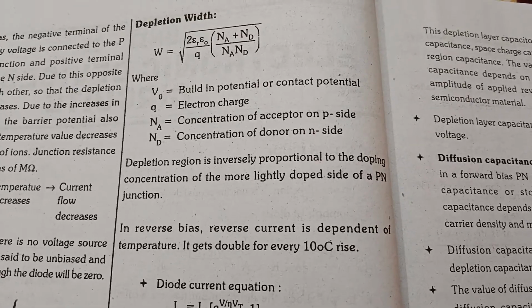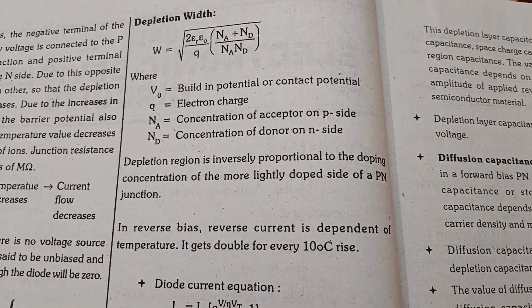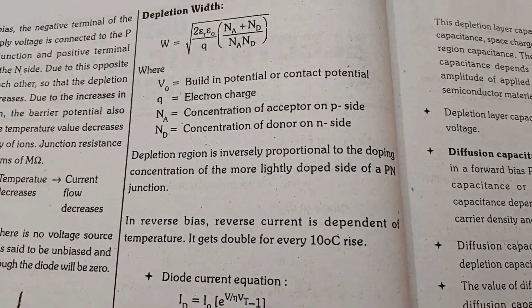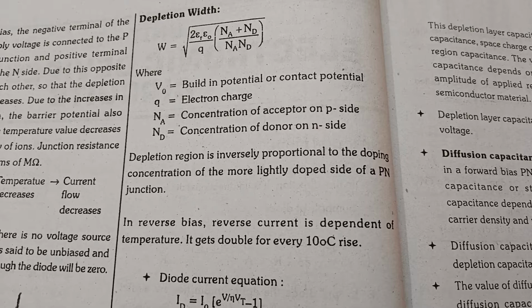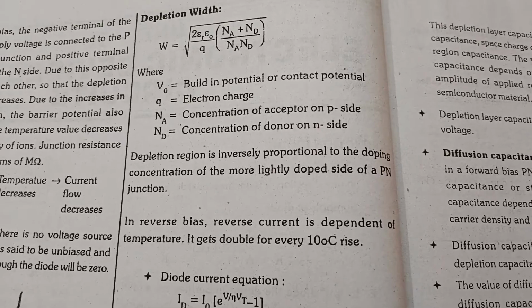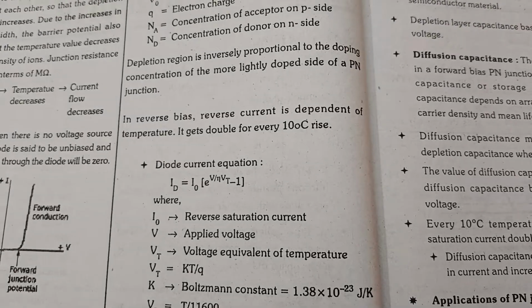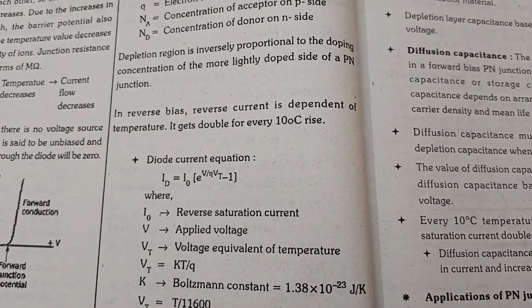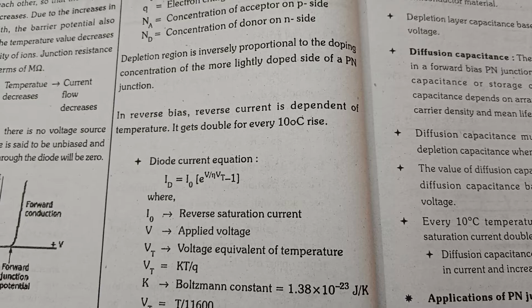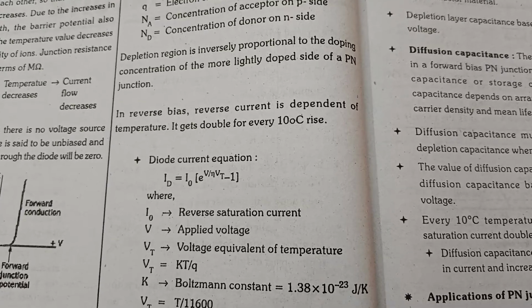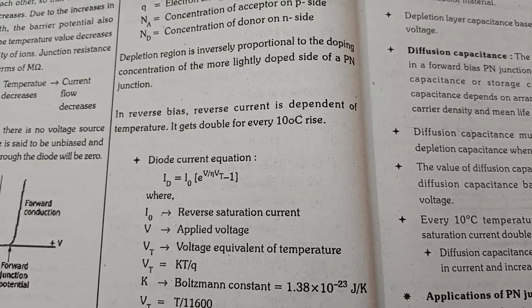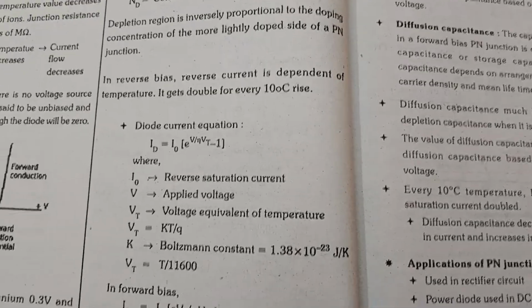Depletion region is inversely proportional to the doping concentration of the more lightly doped side of a PN junction. In reverse bias, reverse current is dependent on temperature. It gets doubled for every 10 degrees centigrade rise.